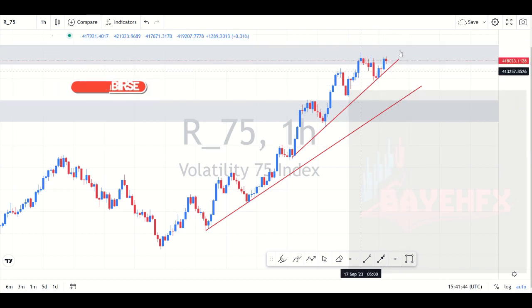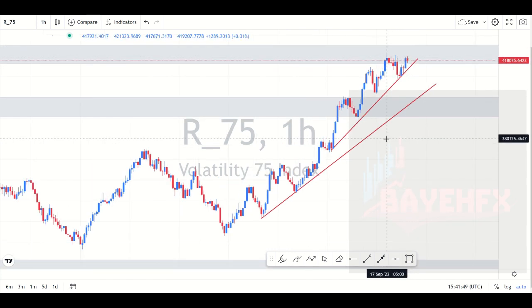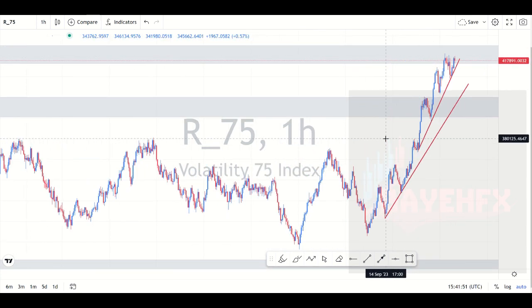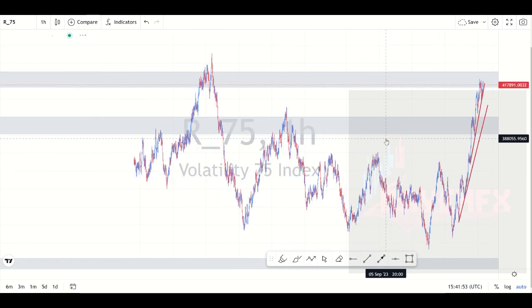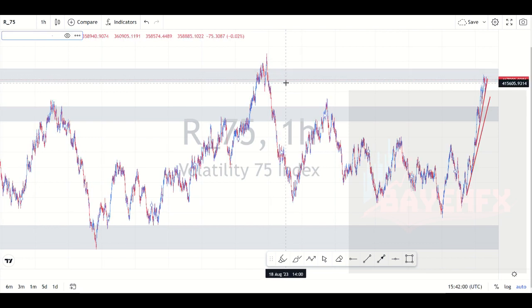But we have touched on that resistance zone. That's where I'll be waiting for a nice rejection to happen. For now, we're still bullish on this particular trend, and our overall order block is here. Don't forget, we can still shift these. That's to say the market hasn't even come close to this zone yet.